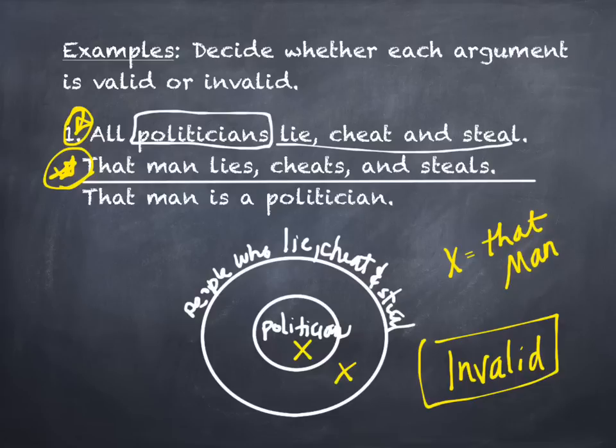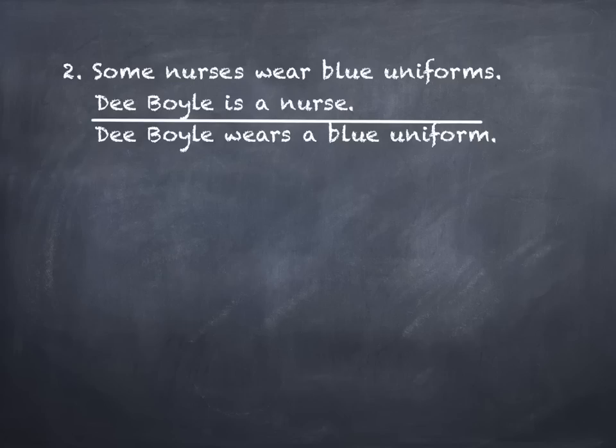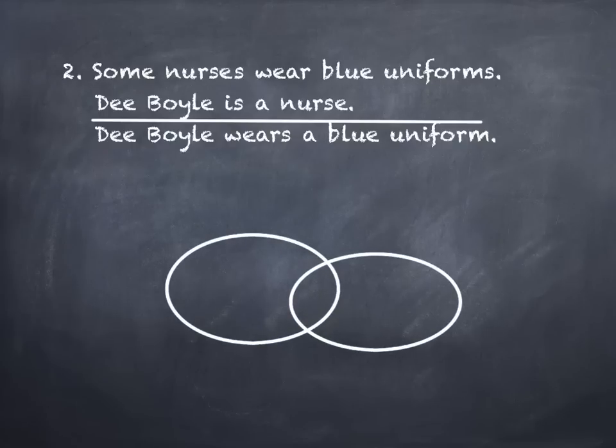Okay, we're going to try another one. So this one says, some nurses wear blue uniforms. That's the first sentence. That tells me how to draw my overall picture. How will I draw it? 2 circles that overlap. So something like this.